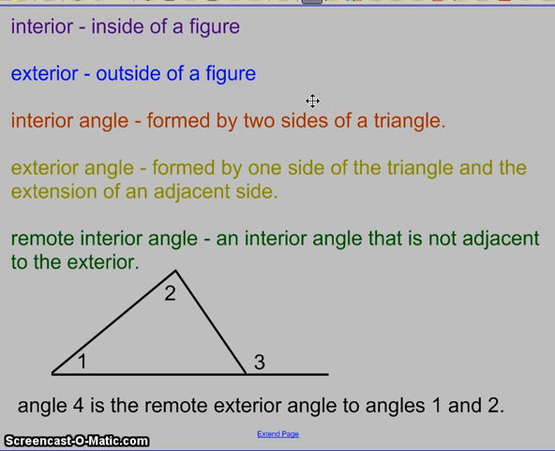Geometry iPad initiative students, you guys always answer it at the end.